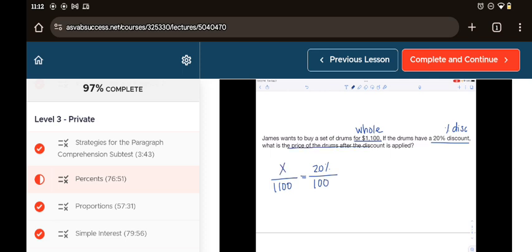But we have to remember that it asks for the price after the discount is applied. So we're going to find the discount, and then we're going to subtract it, yeah? Let's cross multiply. 100 times x is 100x. 1,100 times 20 is 22,000.